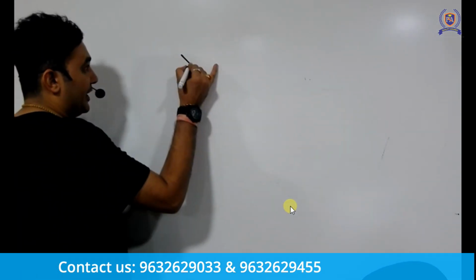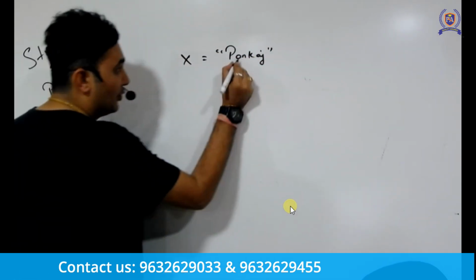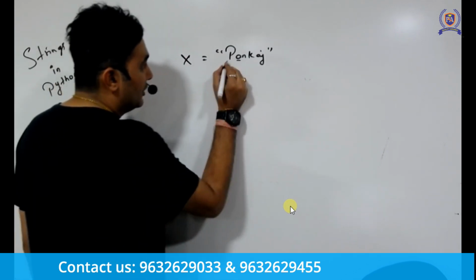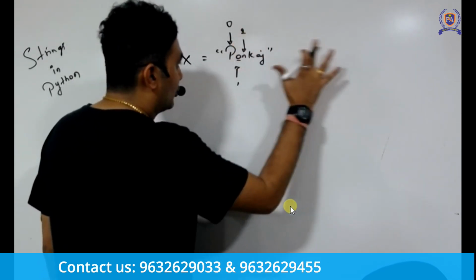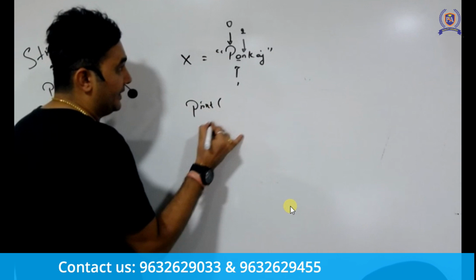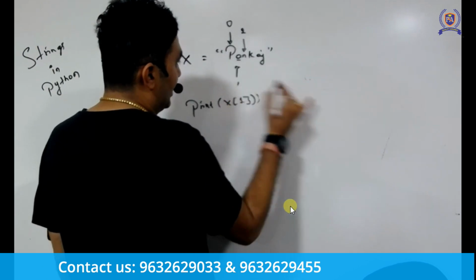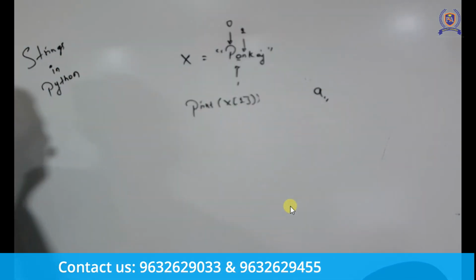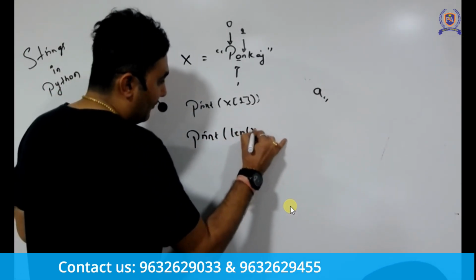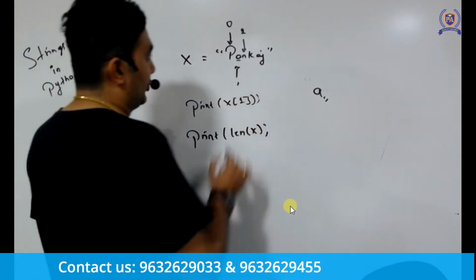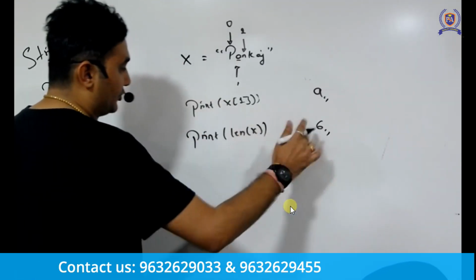So let's say we have a string X equals Pankaj, and if I want to read letter A, all you need to do is: P is stored at index 0, A is stored at index 1, N at 2, and that goes on. So all I need to do is just write print X of 1. And when you do this, this would print letter A. Now suppose I do print len of X, then this would give me the length of the string. The length of the string is 6.